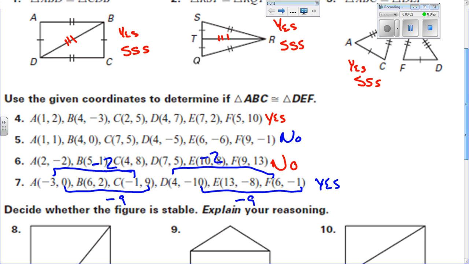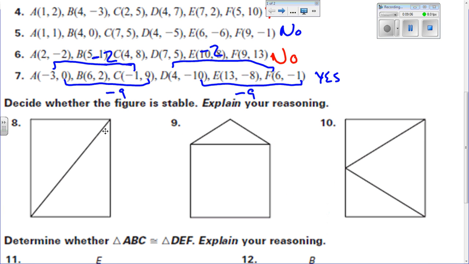Alright, those are the hardest ones. Determine whether the figure is stable. It has a diagonal with 2 congruent triangles. That would be yes.